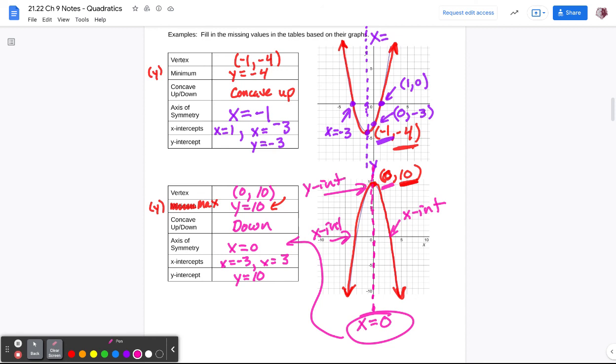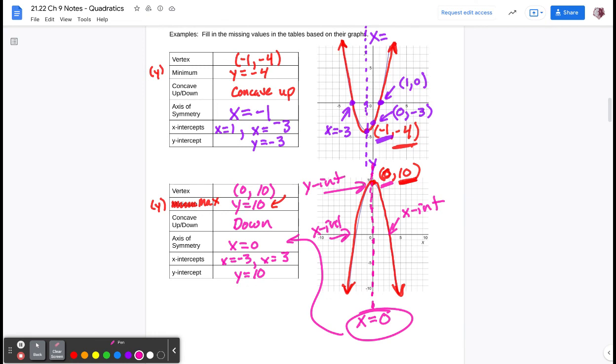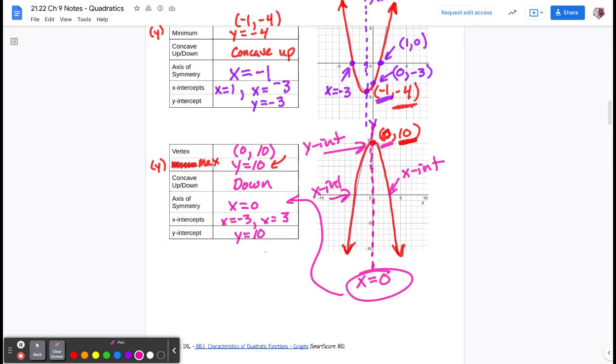Your axis of symmetry is the vertical line. It's imaginary. It doesn't actually exist. We don't draw it every time. But it's the vertical line that divides the parabola in half. Vertical lines have the equation x equals. X-intercepts, where does our curve, our parabola, hit the x-axis? Tell me those x values. Where does our parabola cross the y-axis? You tell me those y values.